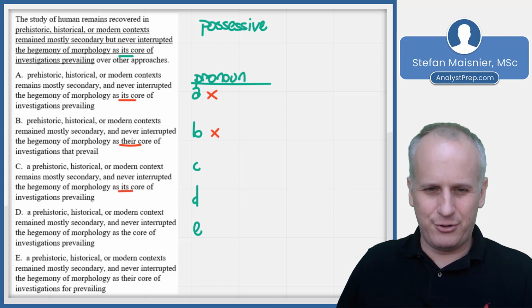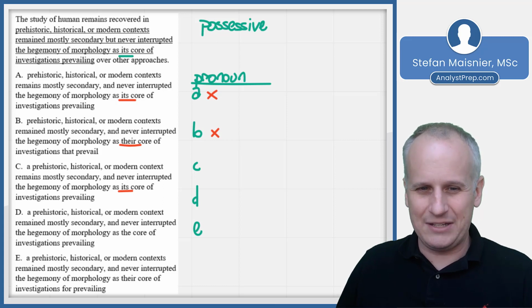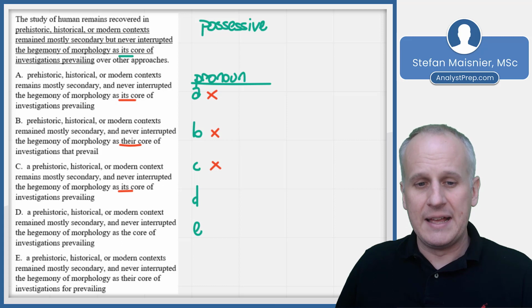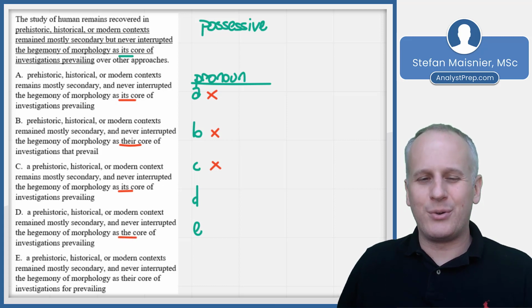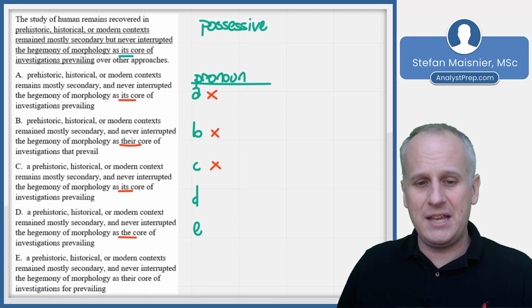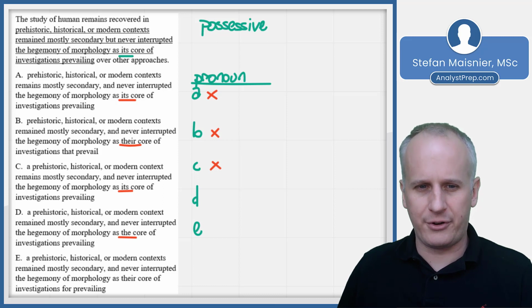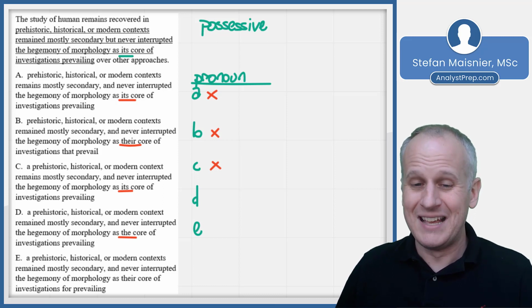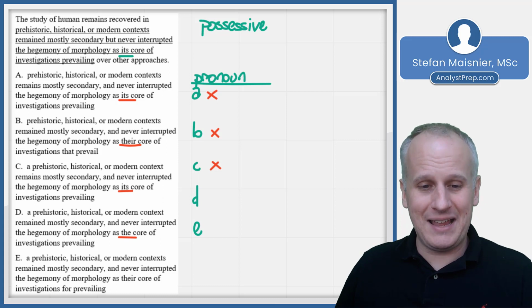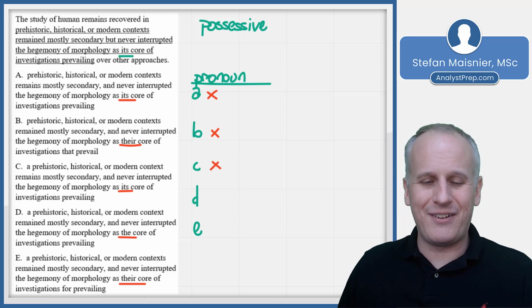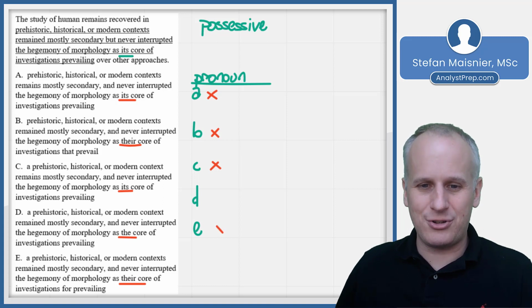We see the same issue of "its" in choice C. We don't know what "its" possesses the core of investigations. So that eliminates choice C. Now we change in choice D to the article, "the core of investigations." So this now says that the hegemony of morphology, whatever that means, was the core of investigations prevailing over other approaches in the study of human remains. So this at least eliminated the ambiguity. And if we look at choice E, we have "their." That's the same issue as choice B.